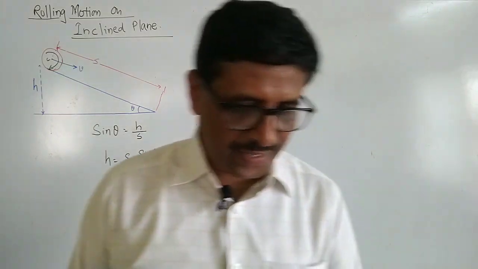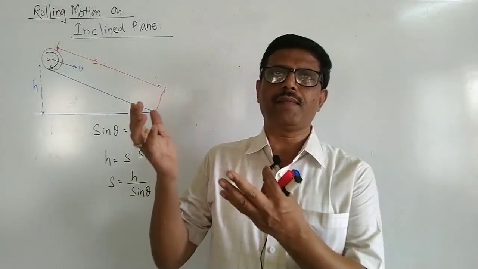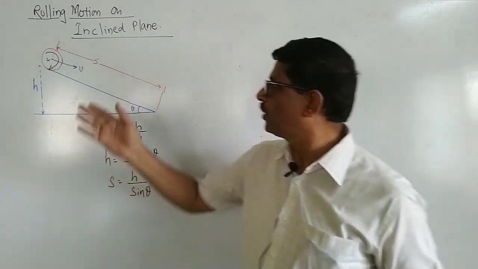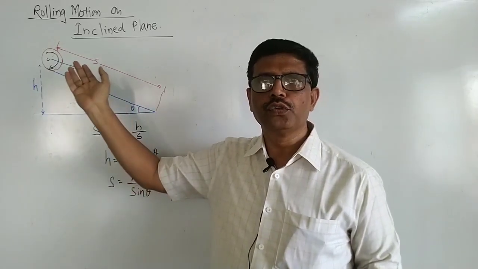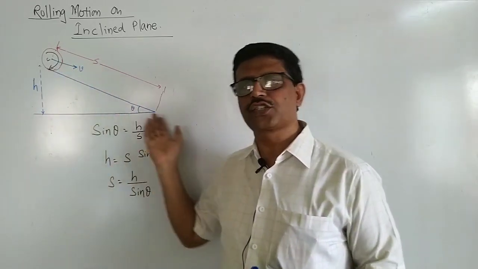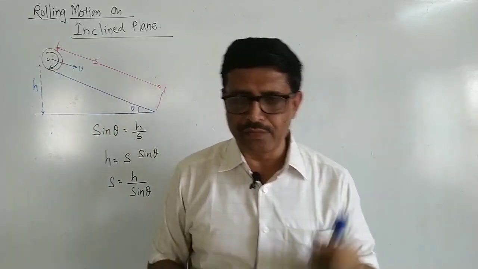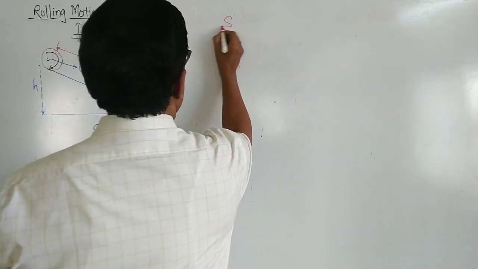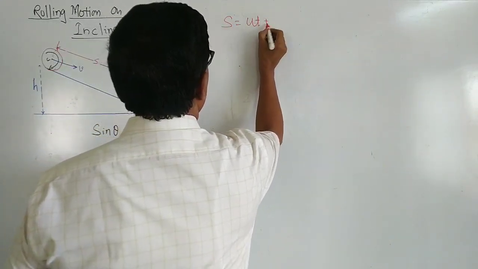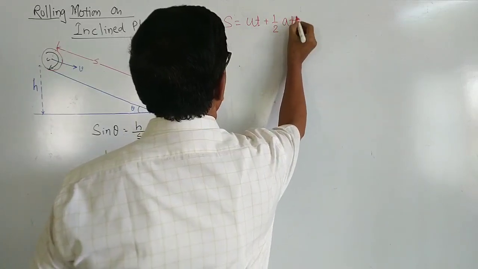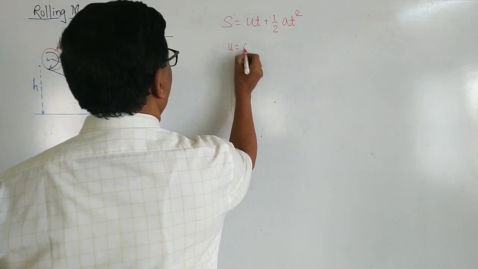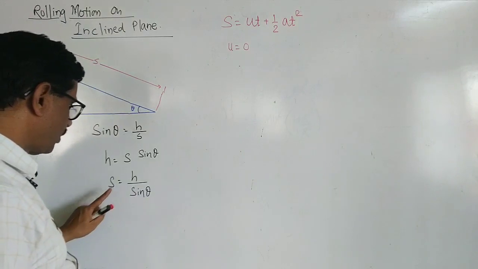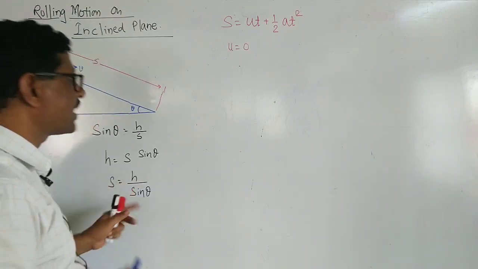Now hereafter we will derive the time required by a rolling object to roll on an inclined plane so as to displace it through a distance of s. For that, again we will make use of the second kinematical equation, that is s is equal to ut plus half at square. Here the initial velocity u is equal to 0, and as we know, s is equal to h upon sine theta.